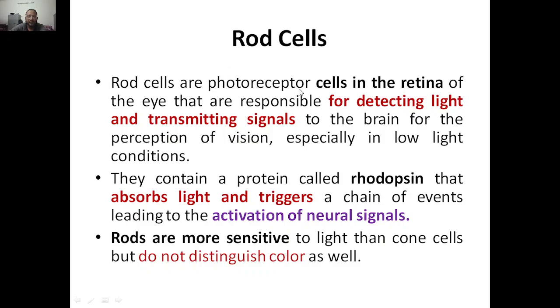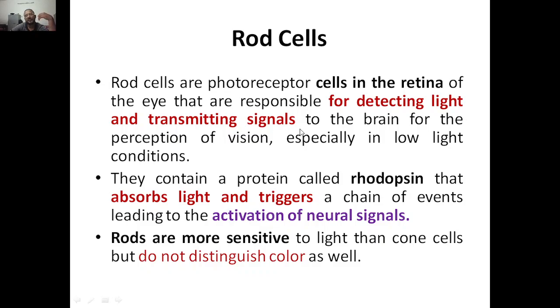Photoreceptor cells present in the retina of the eye. What are they responsible for? They detect the light and transmit the signals to the brain. For what purpose? For vision, especially in low light. Wherever there is a low light condition, rod cells play a very important role. They will give you the vision.